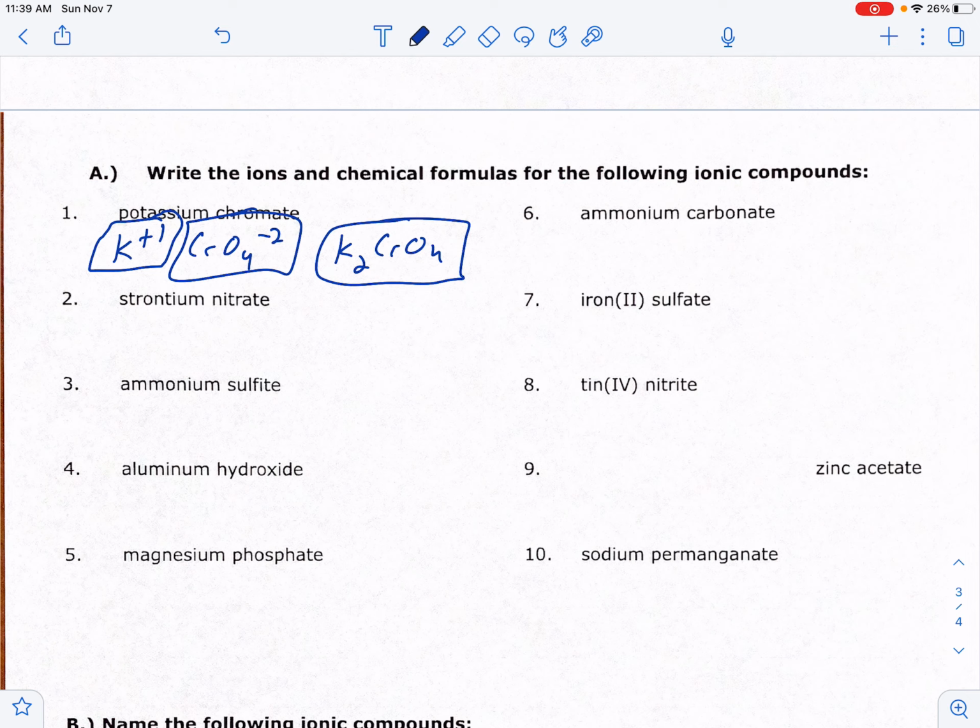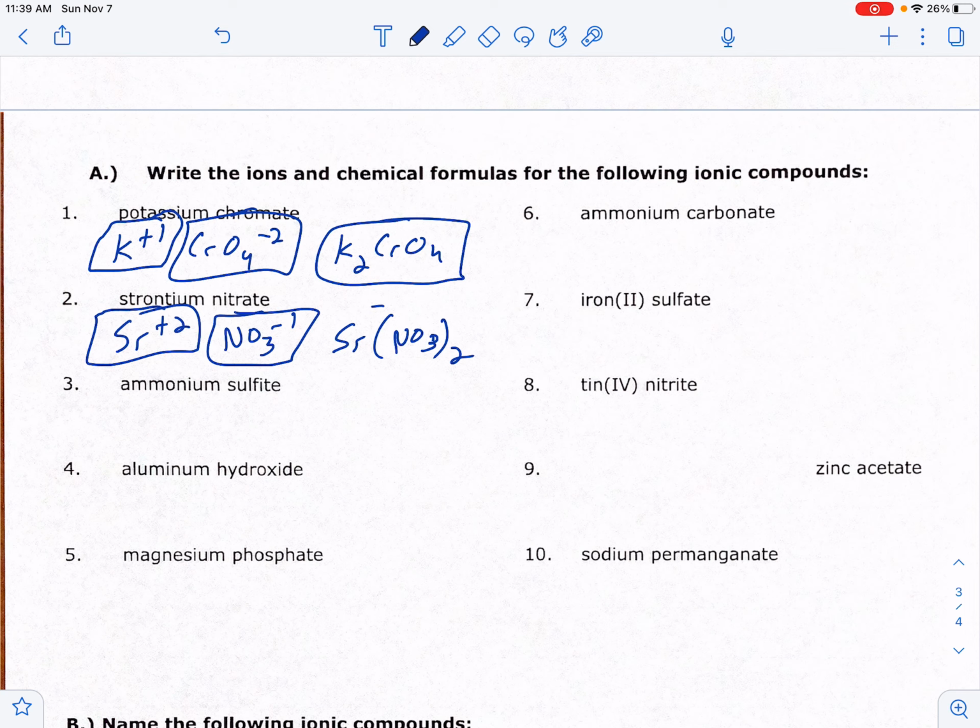Okay, strontium nitrate. So strontium is in group 2, that is going to be Sr with a +2, and nitrate is NO3 with a -1. So those are not balanced, so I'm going to balance those out. So I'm going to crisscross, so I only need 1 strontium, but I need 2 nitrates. So I'm going to put nitrate in parentheses first, and then I'm going to put the 2 right here. So there's my cation, my anion, and then there is my formula.